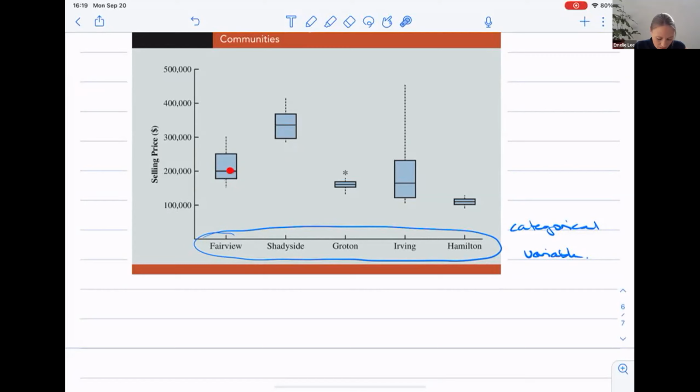But notice how here's the median, right? So now we know that the central line is the median, and on the lower end, we've got the first quartile, on the upper end, we've got the third quartile, right? And then we've got these whiskers. Considering the symmetry around the median of the Fairview community, it's not symmetric, right? And so here we notice that this is not symmetric, therefore not a normal distribution.